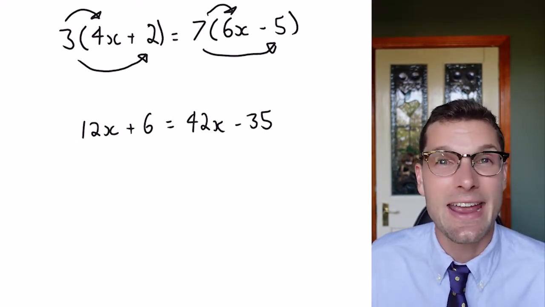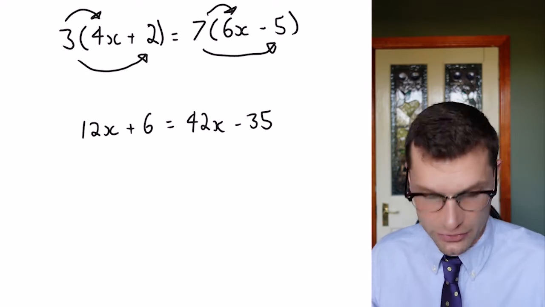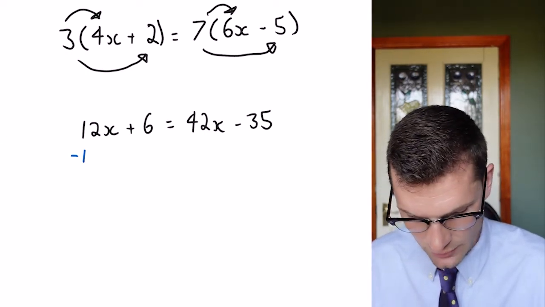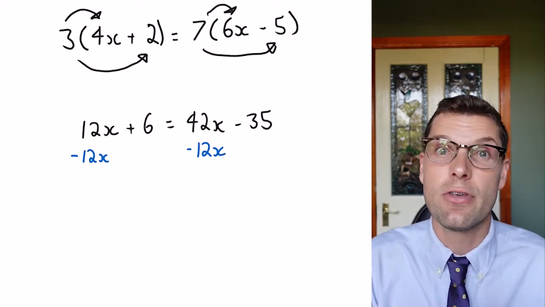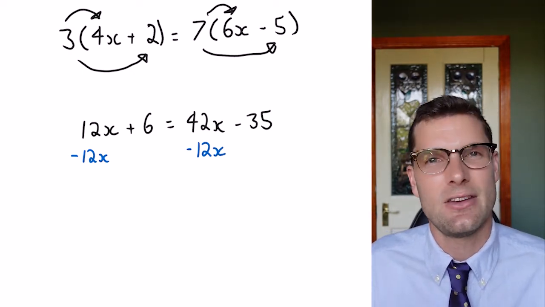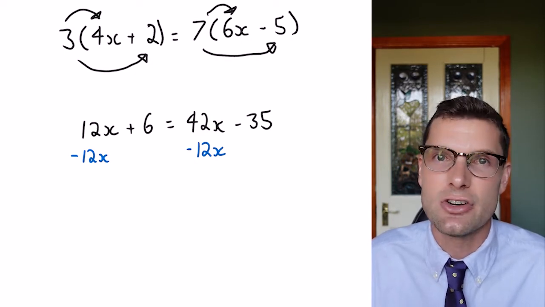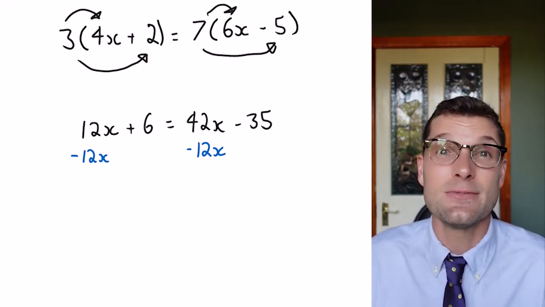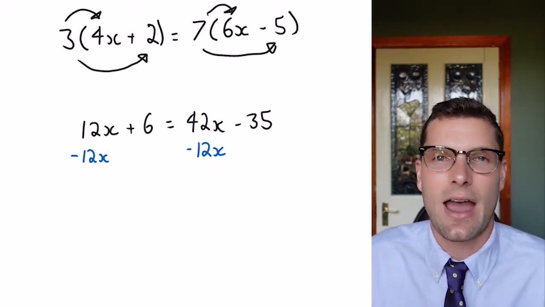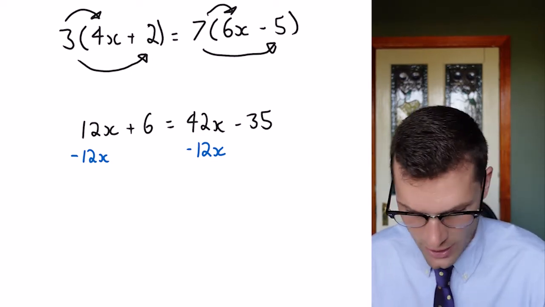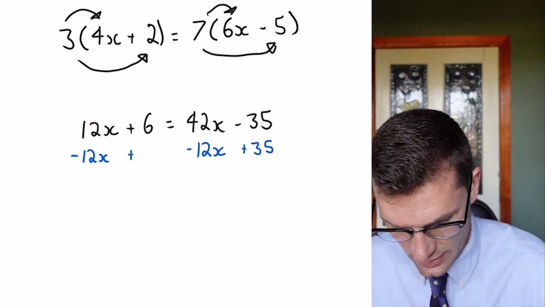Now I've got to collect my x's, so I'm going to get them to the one side. I'm going to try and keep everything positive, so I'm going to minus 12x from this side and minus 12x from this side. You can move the 42 to the other side, but then you've got to deal with a negative number, and it just brings a little bit of margin for error. At the same time here, I'm going to collect my terms without a letter on the other side of the equation. So I'm going to plus 35 from this side and plus 35 from this side.